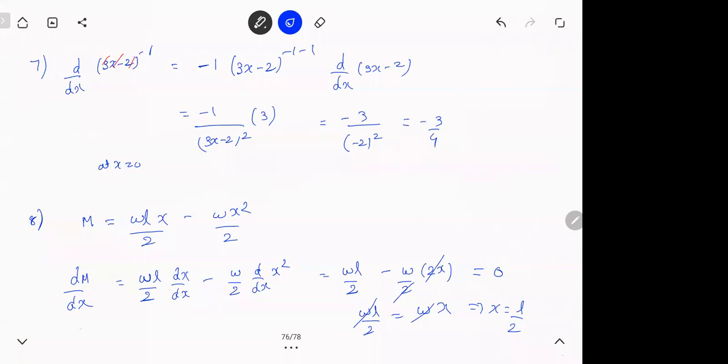But if you want to check one more differential, d square m by dx square, the first term would be 0, the second term would be minus w into x, negative, which is less than 0. So that's the minimum. If maximum is asked, that's a maximum. It'll be minus w.